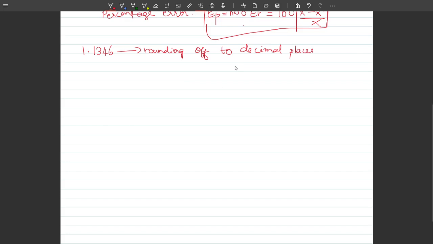So what would be your answer? That is 1.135, right? This is your approximate value. See the rounding off error. What is the rounding off error? It's the difference between the actual value and the rounded value. Take the difference between the actual value 1.1346 and the rounded value 1.135. Take the absolute value, you will get 0.0004.